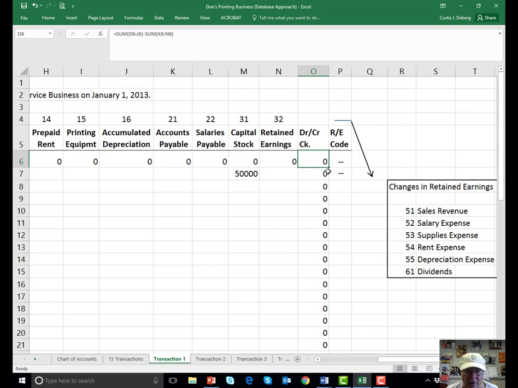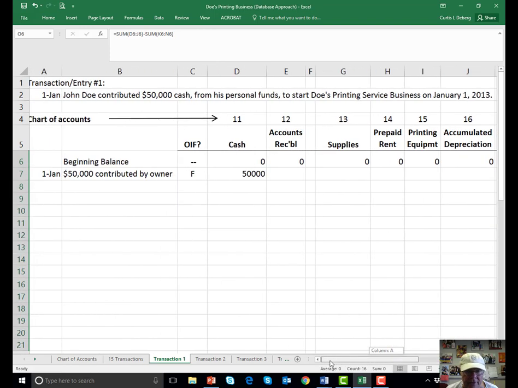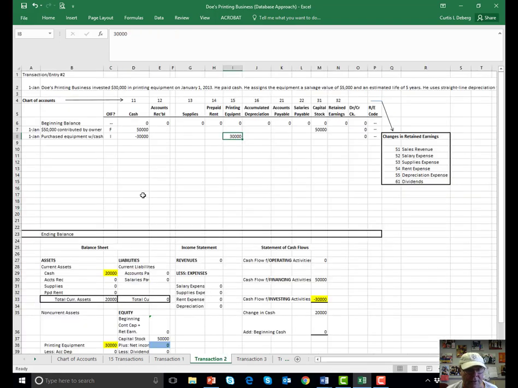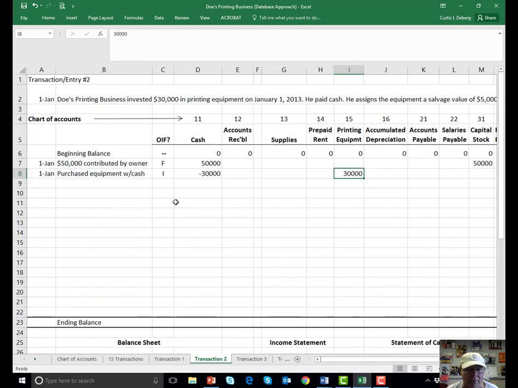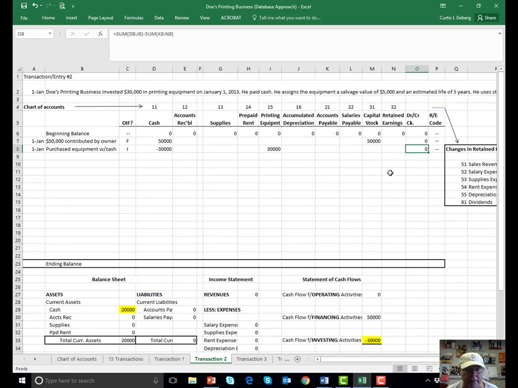And of course, if we drag down on the drag and fill handle, we can always make sure every transaction balances. So look at transaction 2. Cash goes down just like a checkbook. It's a plus-minus system. Cash down, equipment up. And do we balance? Oh yeah, baby. If we had accidentally entered this as $3,000, we would be off by $27,000. We will never be off because our accounting system will not permit us to go on if we, the bookkeeper or data analyst, do not enter the data correctly.